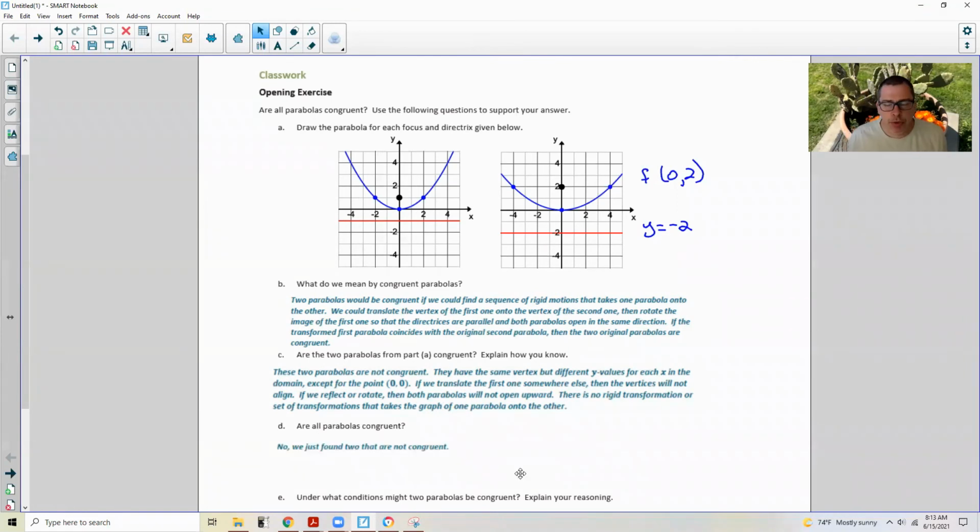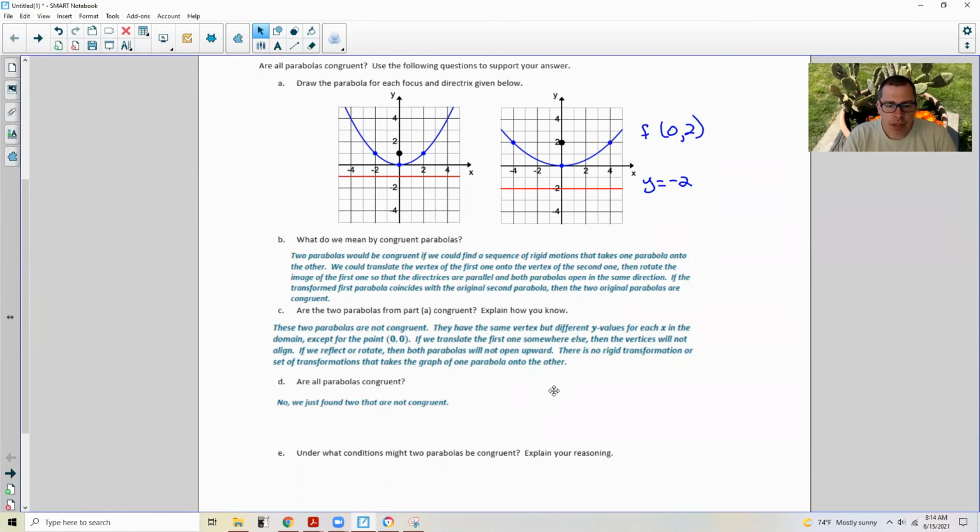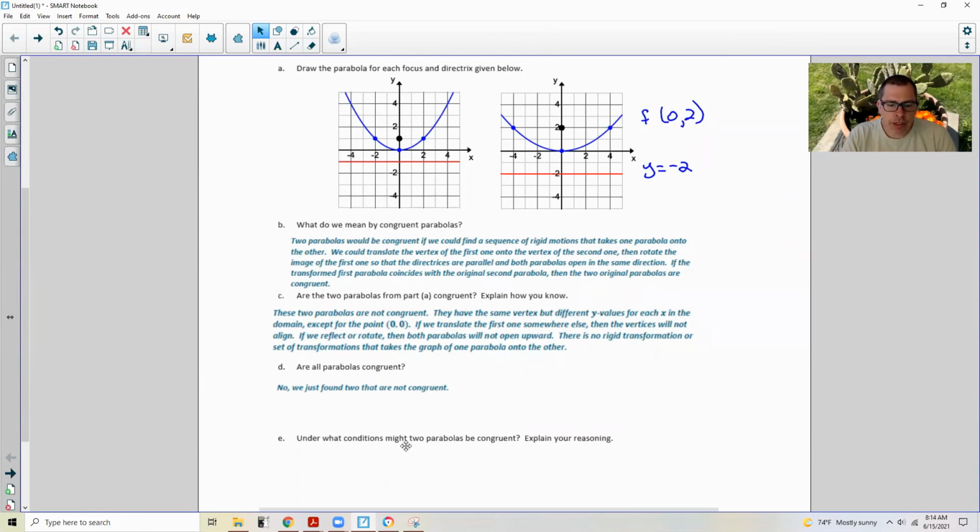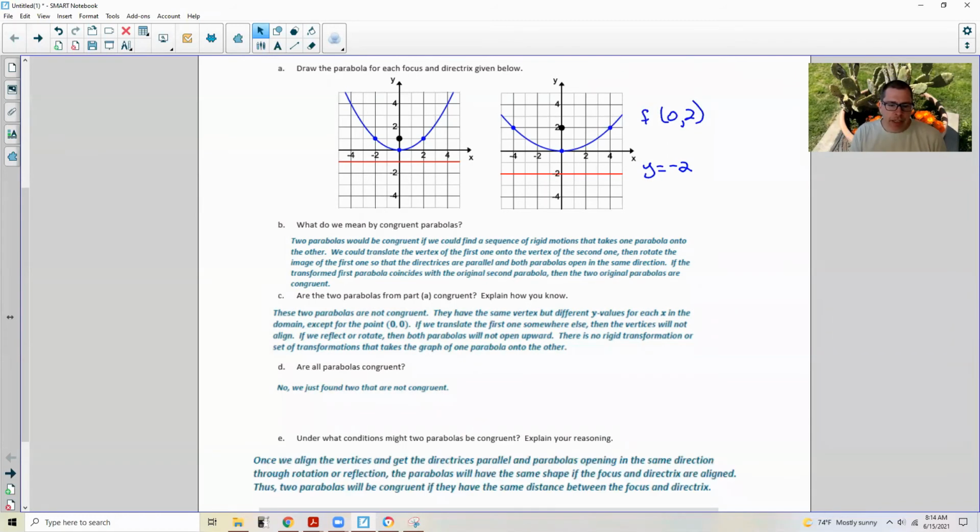In order to disprove something, all you have to do is find one counterexample, and we have one right on the screen here. So no, we just found two that are not congruent. So E says, under what conditions might two parabolas be congruent? Explain your reasoning.